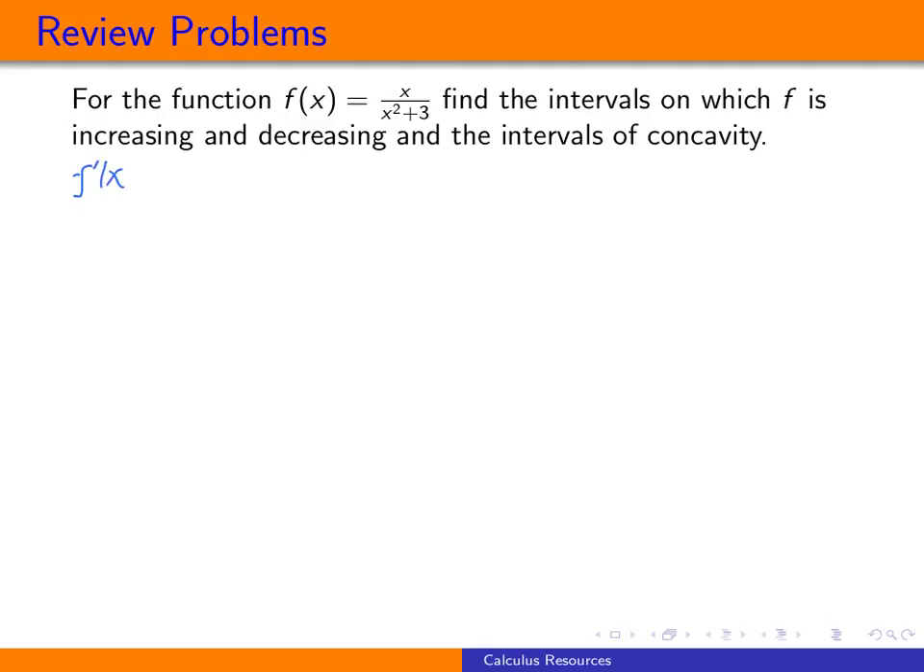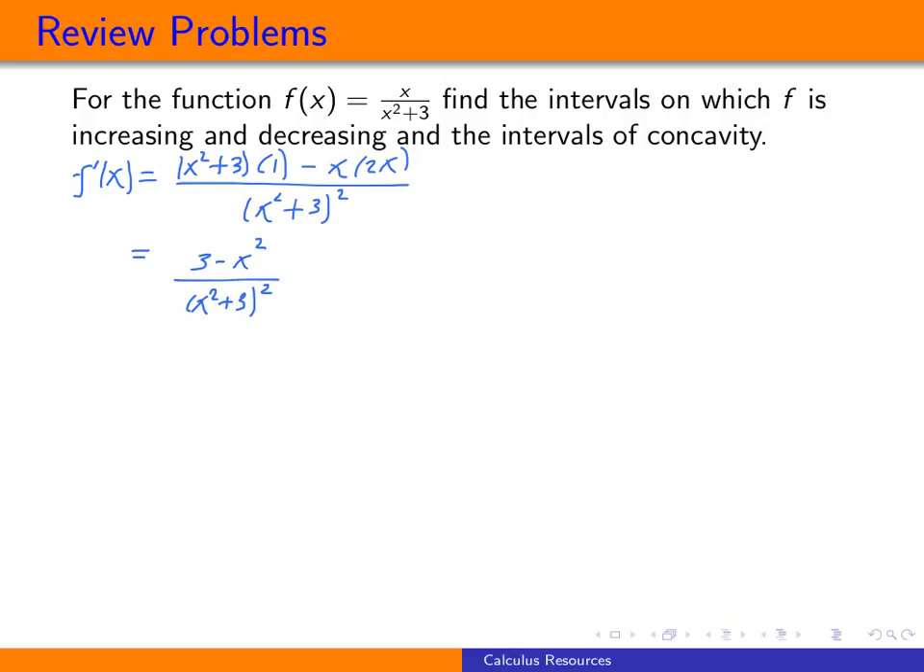So starting with increase, decrease, we need to find f prime x. We have a quotient for f, so we will use the quotient rule. So we have low d high minus high d low, all divided by the bottom squared. And looking at the top closely here, we notice that we have an x squared and a minus 2x squared. So that's simply 3 minus x squared divided by x squared plus 3 squared.